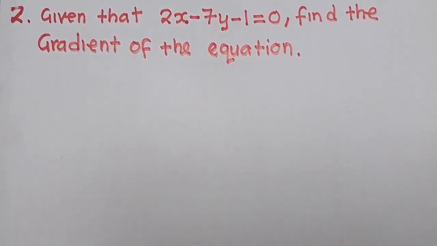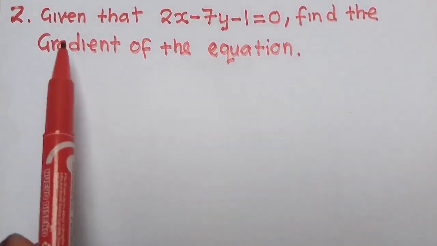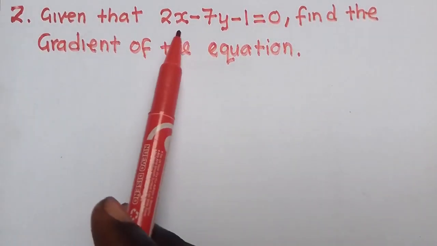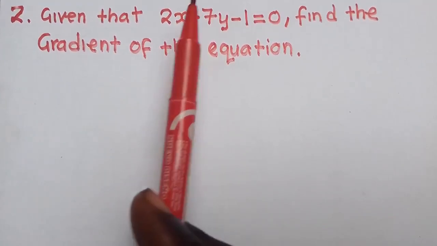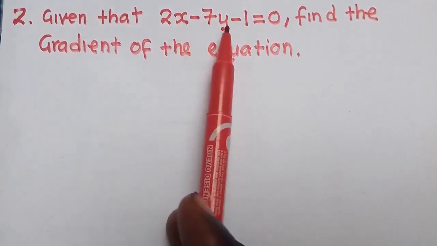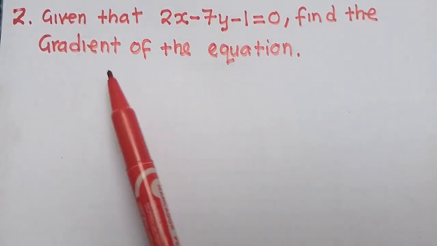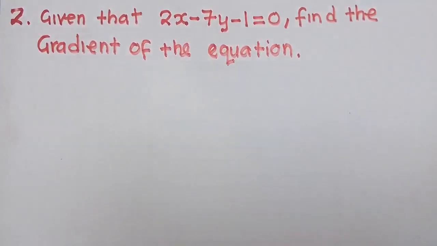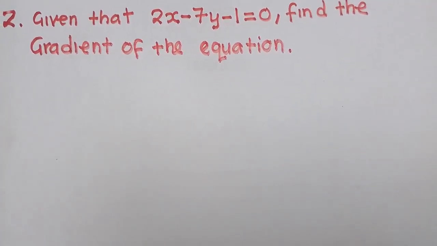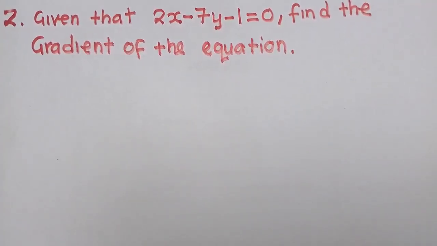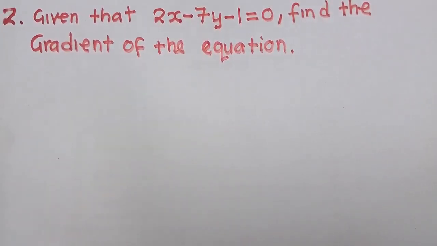So it is saying that, given that 2x minus 7y minus 1 is equal to 0, find the gradient of the equation. So you want to find the gradient of the equation. How can you find the gradient of the equation?